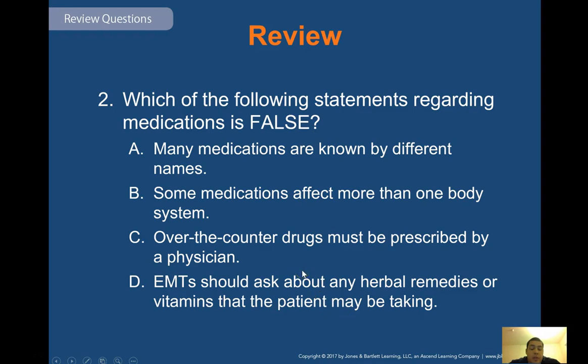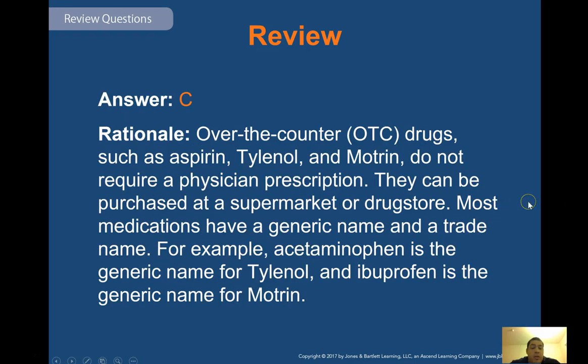When you go to the pharmacy for, well, probably not nowadays, but cold medication or even Benadryl, can you just go ahead and buy that? Do you have to go talk to a physician about getting a prescription for it? Probably not. So over-the-counter drugs such as aspirin, Tylenol, Motrin do not require physician prescription. They can be purchased at a supermarket or drugstore. Most medications have a generic name and a trade name. So, for example, acetaminophen is a generic name for Tylenol, and ibuprofen is a generic name for Motrin.